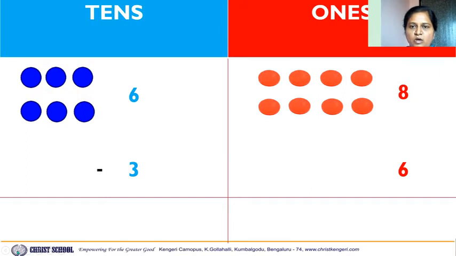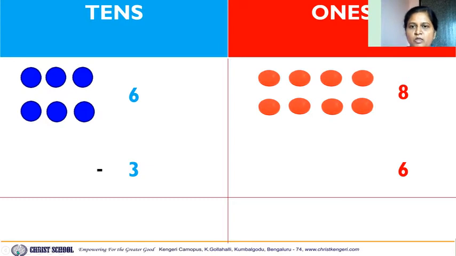In the red counters, how many counters are there? 8 counters are there. Blue, 6 counters are there. Because I am going to remove 6 counters from 8, isn't it? So here also I am going to remove 3 blue counters from 6. Okay, shall we do that? I am going to remove 6 red counters from 8 red counters in the ones column.